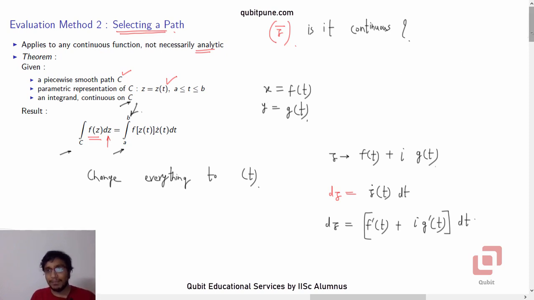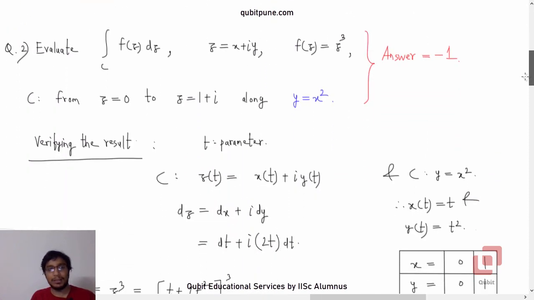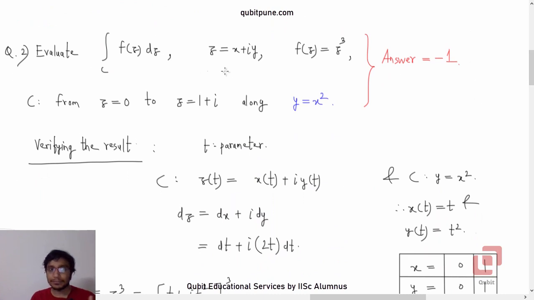So let's now go back to the same problem which we have already solved by method 1. The function is z cubed, and the curve is a parabola from the point 0 to the point 1 plus i. The equation of the parabola is y equal to x squared.